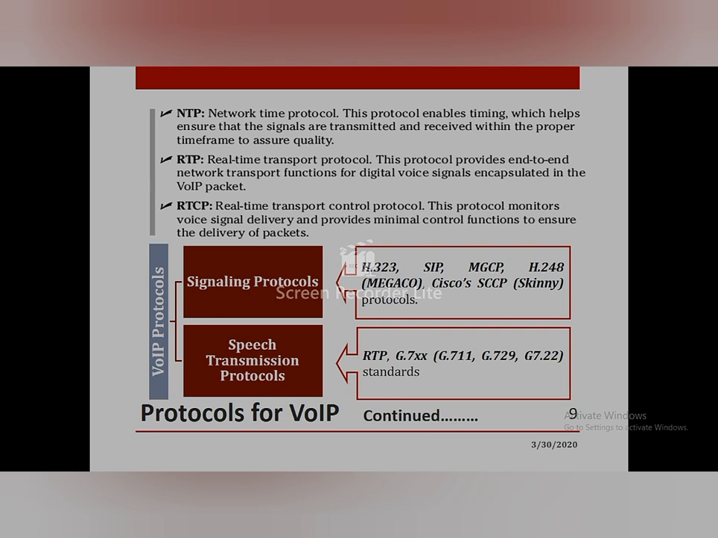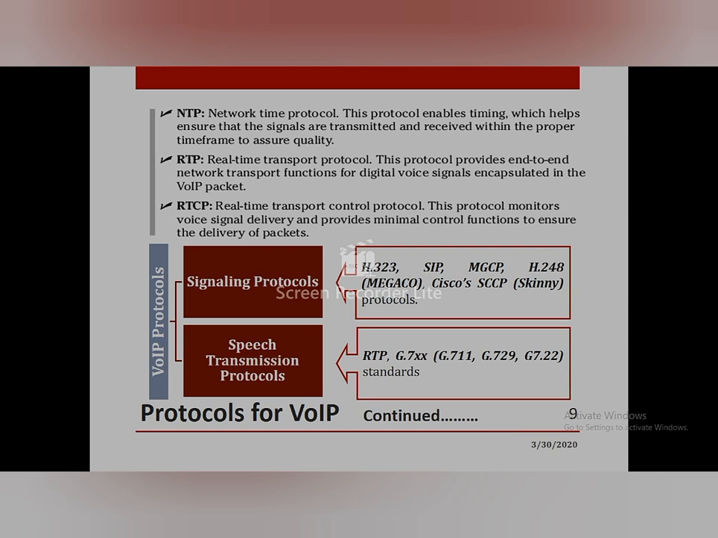Before going to the technical view of Voice over Internet Protocol, we have to learn some terms or keywords that are used for the technical perspective of VoIP. NTP, that means Network Time Protocol. This protocol enables timing, which helps ensure that signals are transmitted and received within the proper time frame to assess the quality. That means NTP helps enable the signal timing between the call processor, the call sender and the call receivers.